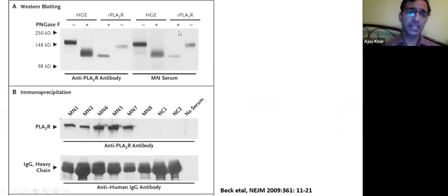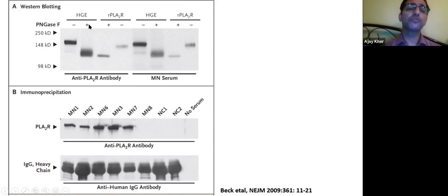And then again, they take the human glomerular extract, or they used recombinant PLA2R antigen, and they're checking it with their PLA2R antibody to make sure that it is only PLA2R which is there and the serum doesn't have other things which are doing it. So they show that in this human glomerular extract, what the PLA2R antibody is picking up is PLA2R. It's at the right location, at the right size.